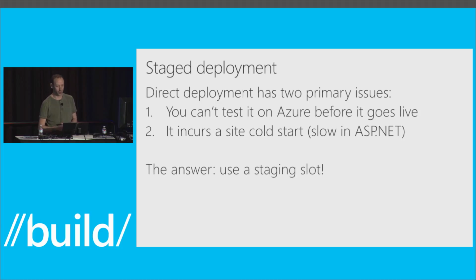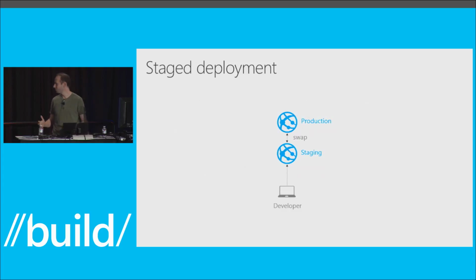So the answer is to use a staging slot. The basic diagram for that is pretty straightforward. You're the developer. You're pushing not to production, but to the staging slot. You can push as many times as you want. I mean, by push, I mean deploy. When you're ready, you swap into production.